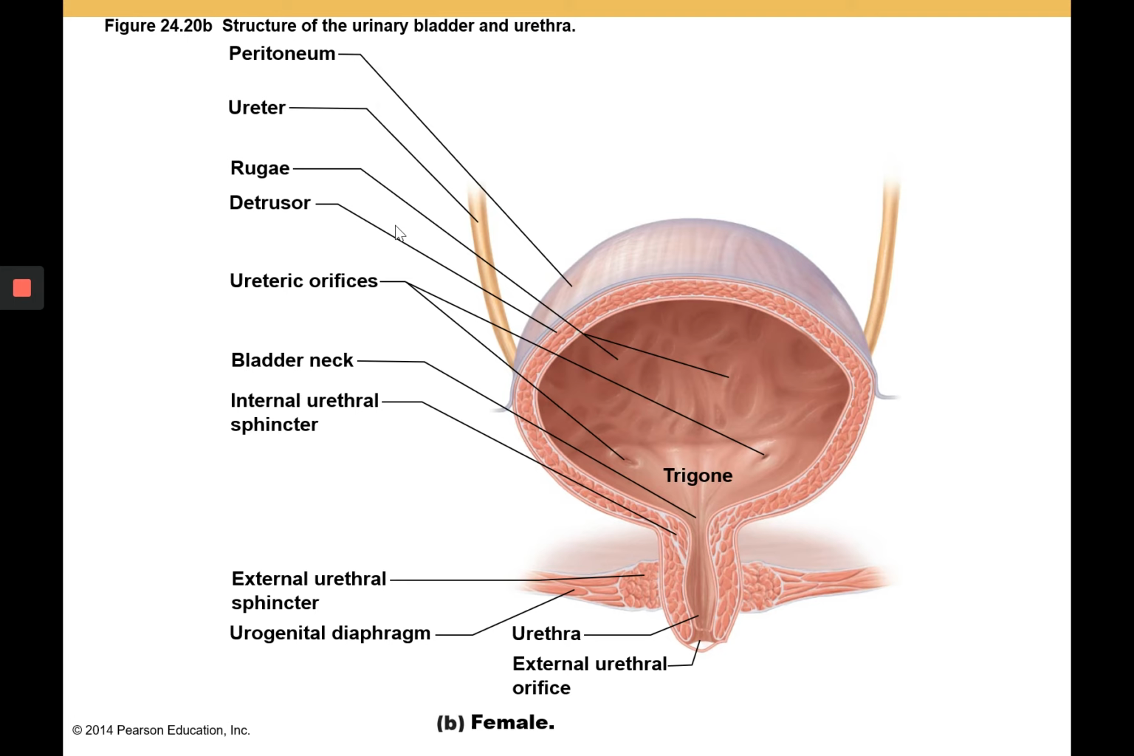Here is the female urinary bladder. So we can already see that the urethra is going to be shorter in the female than the male, so more on that. But the bladder is pretty similar. They're going to be different in location because of the different reproductive organs, but the ureter is going to enter on that posterior wall near the base.